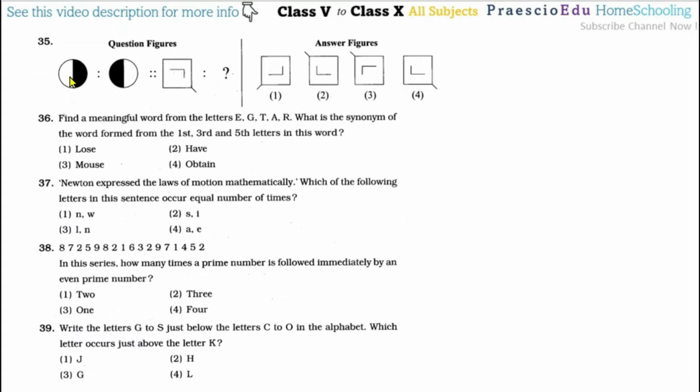Here question number 35: this figure and this figure, this is a rotation of this one, meaning a 180-degree rotation. Same here also, or we can say it is a mirror image. If you place a mirror here, this comes.